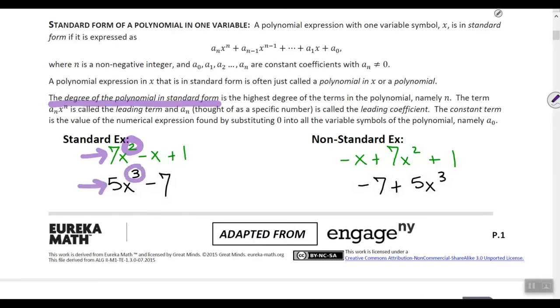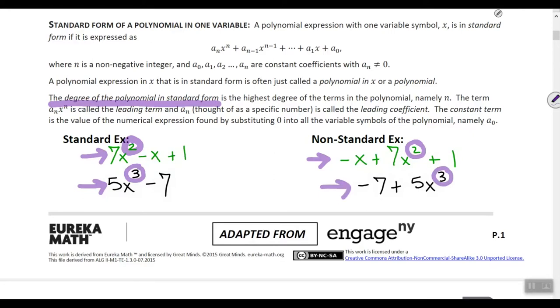Okay, it's very easy in standard form to look at the very first term and say, yep, I know the degree. Okay, if it's not in standard form, you have to look around a little bit and figure out, okay, the highest degree is this one. So this is a second degree polynomial, and this is a third degree, looking for that highest exponent.